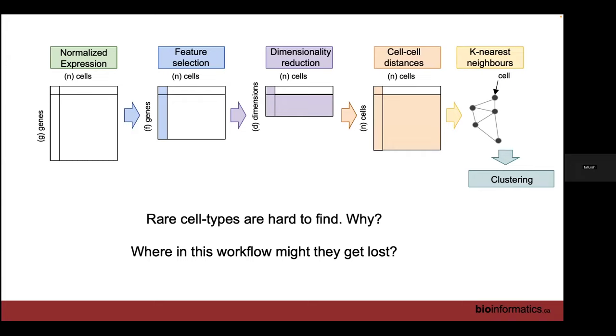You'll realize when you start doing this for real that finding a rare cell type in your data is actually really hard to do. So take a few minutes to think about where in this pipeline you might lose a rare cell type in your data set. Say you've got 5,000 cells and a cell type that's represented by 15 of those cells. Where might you lose that information?